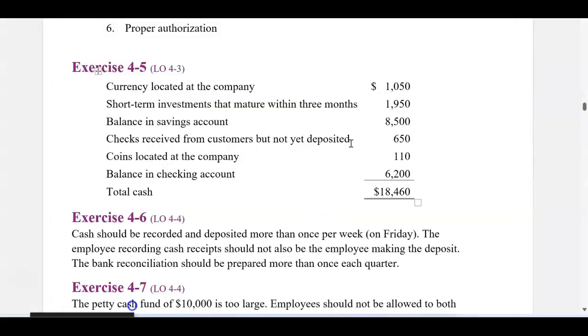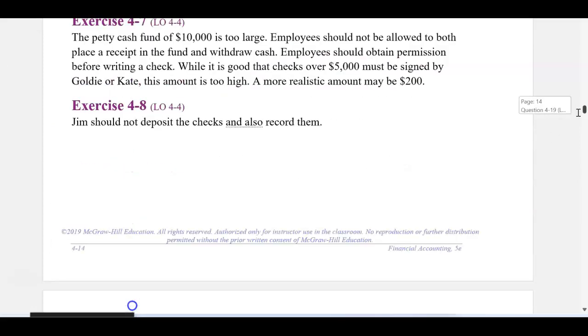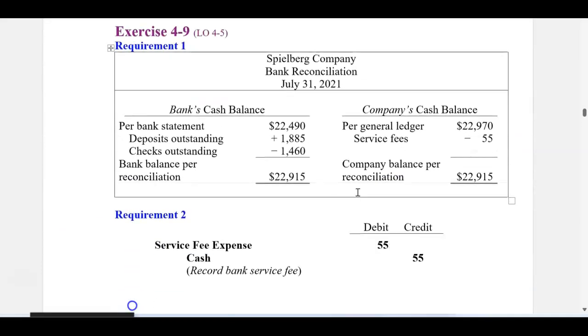That's exercise 9, I believe, right? So here is the bank reconciliation. Company name goes at the top, bank reconciliation in the middle, and the date after that. Bank cash balance will be, let's say, on the left side, and company cash balance will be on the right side. Or you can write it below each other, doesn't matter.